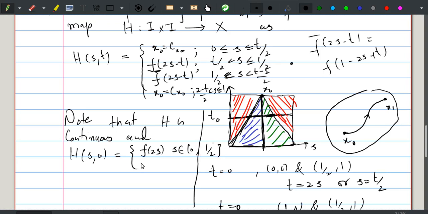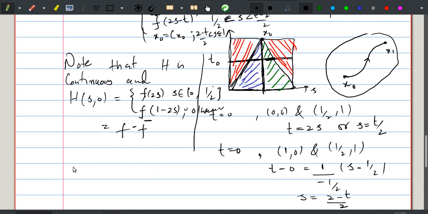And we get f inverse of 2s, or f inverse of 2s minus 1, which is the same as f of 1 minus (2s minus 1), that is f of 2 minus 2s, otherwise. So this is the same as f dot f inverse.